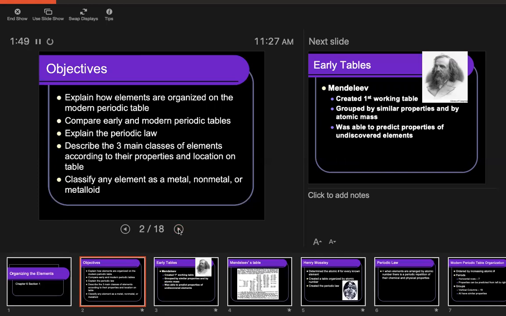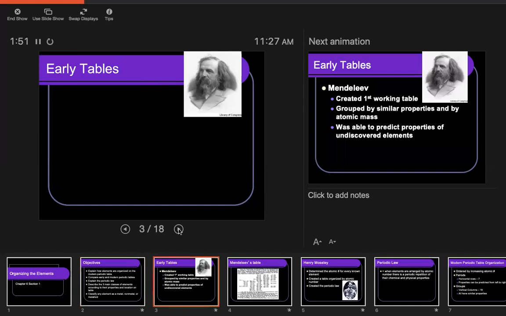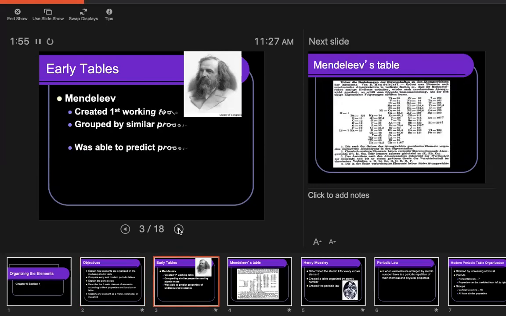So let's start with our very first person to organize any functional table, and it was a man named Dmitri Mendeleev. He created the very first working periodic table. He took all the elements that we knew about and he grouped them by their similar properties. So how did they behave? And then within those groups, he ranked them by their atomic mass.